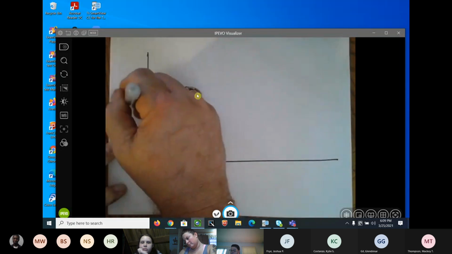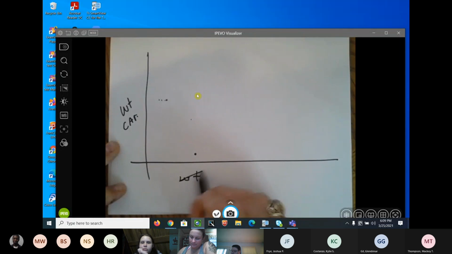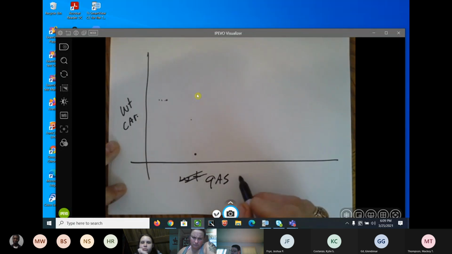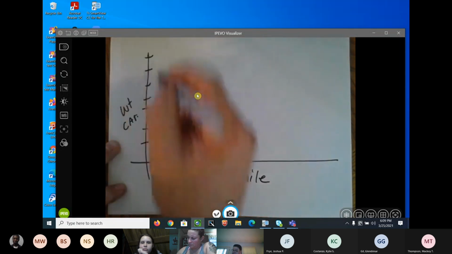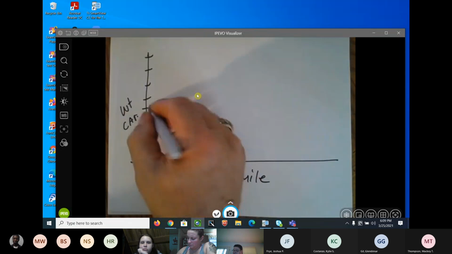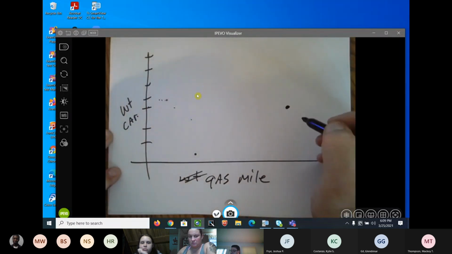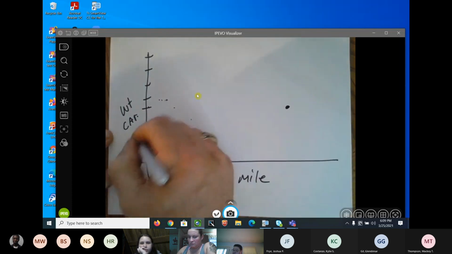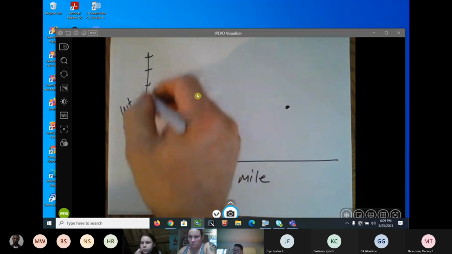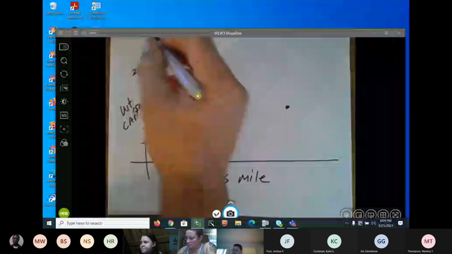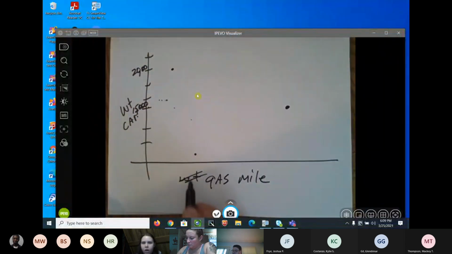Weight of car would be over here. Weight of car and gas mileage. All right. So let's say you got a 1,500 pound car. 1,500 pounds. It's going to get very high gas mileage. That's 15,000. All right, 20,000. 20,000, you're going to get lower gas mileage. Lower gas mileage is right here.